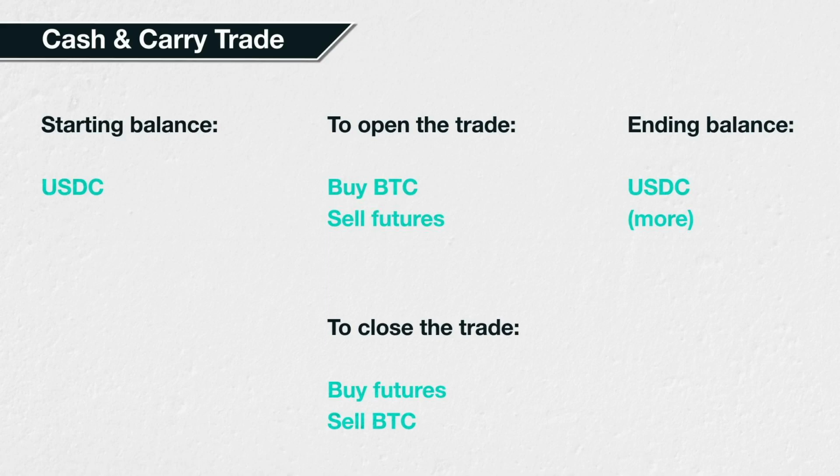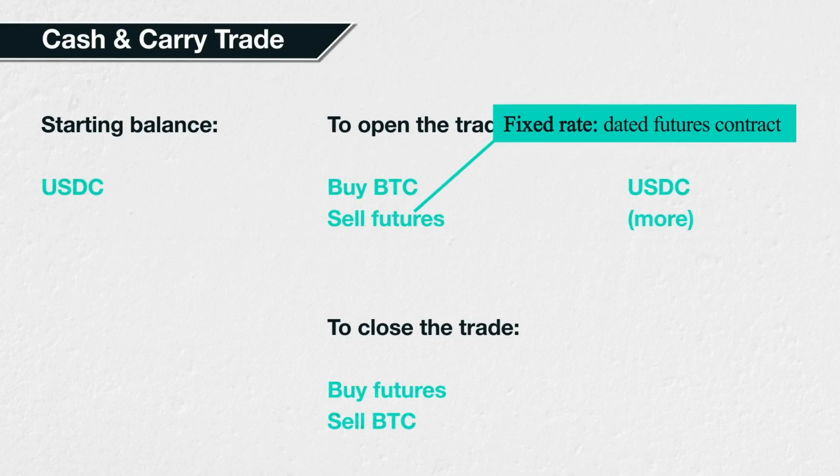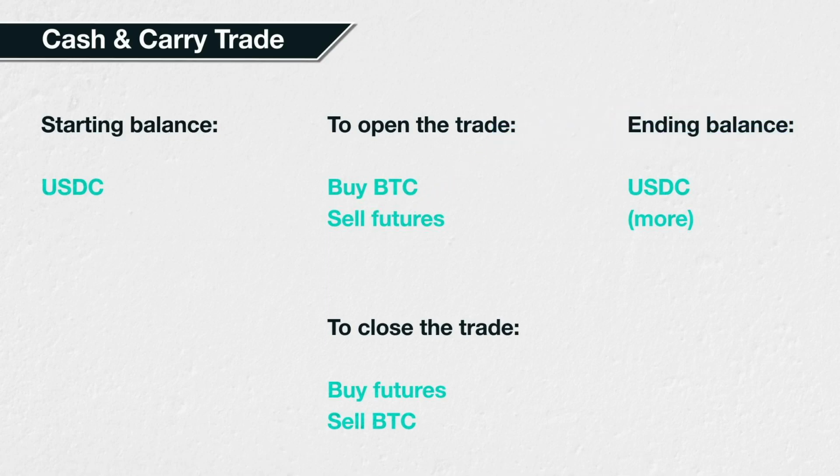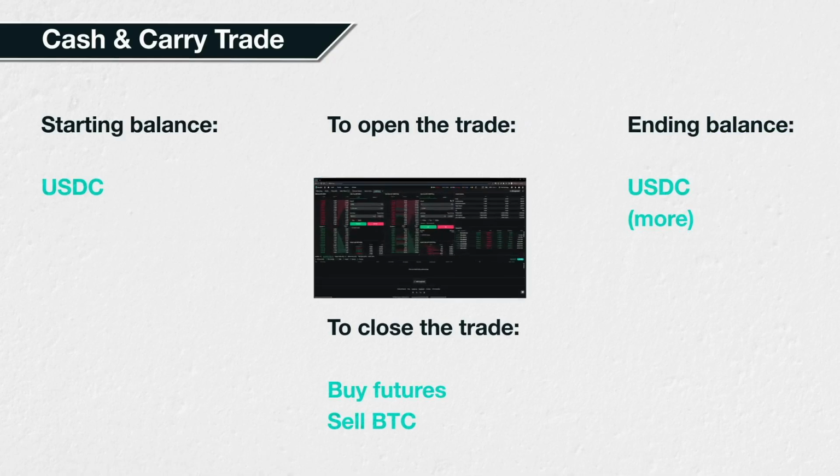As the futures contract expires, the short position is either rolled to the next future to keep the cash and carry going, or the entire position is closed by selling all the remaining Bitcoin back into dollars. The fixed rate version of the cash and carry uses a dated futures contract for the futures short, whereas the variable rate version, which we will be trading today, uses the perpetual contract, which has no expiry date.